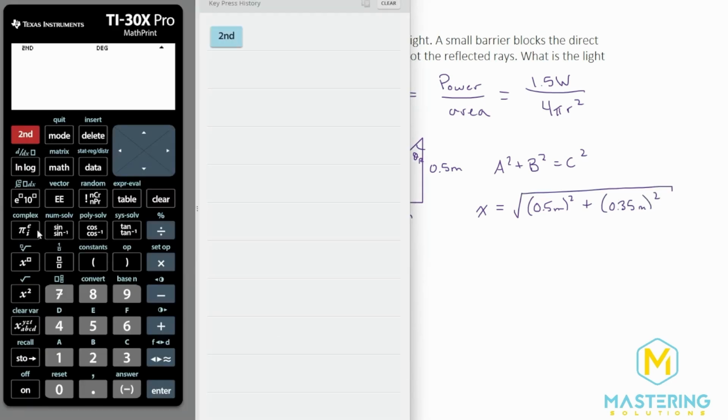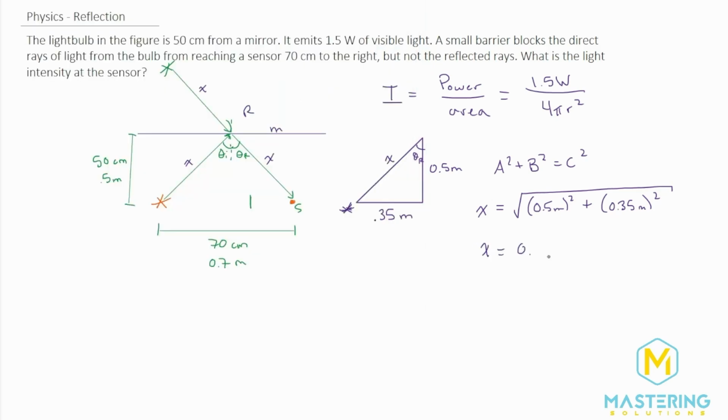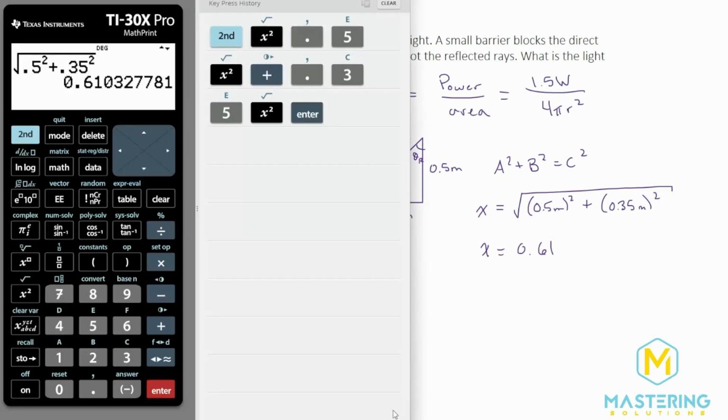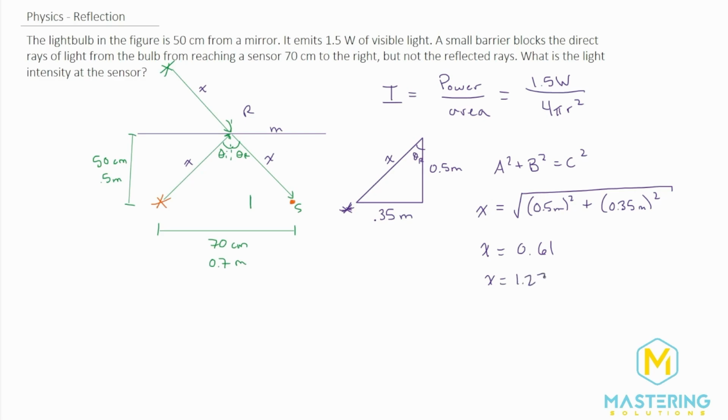So when we go to our calculator, we have the square root of 0.5 squared plus 0.35 squared. And that gives us x of 0.61. But remember, we're trying to solve for 2x. That's the total path length of the light. And so if we take the answer and we multiply that by 2, that gives us 1.22 meters or 122 centimeters. So that's the path length.